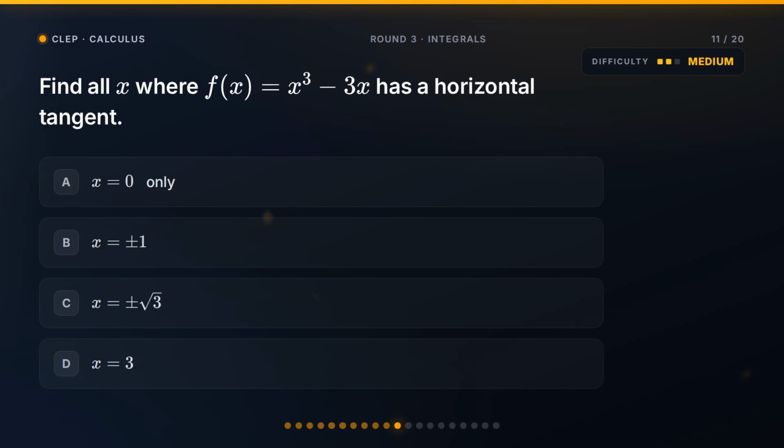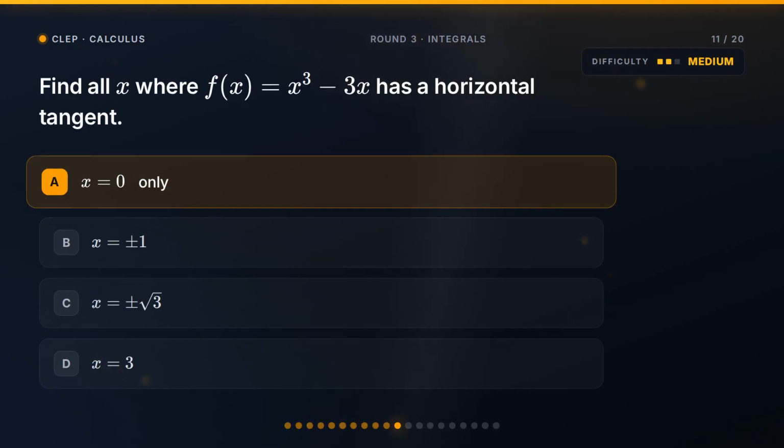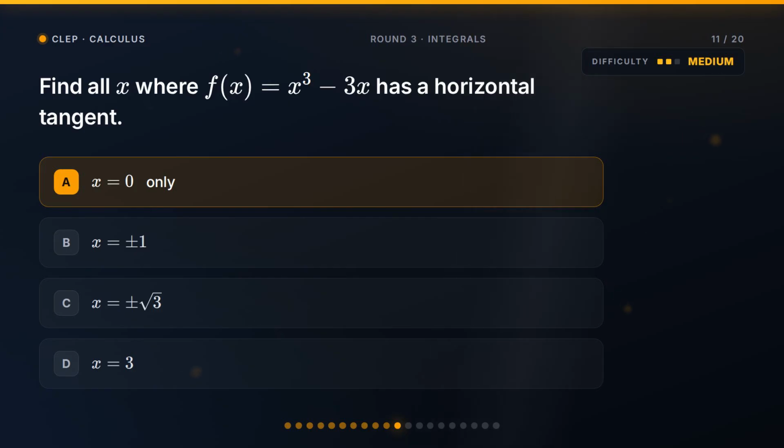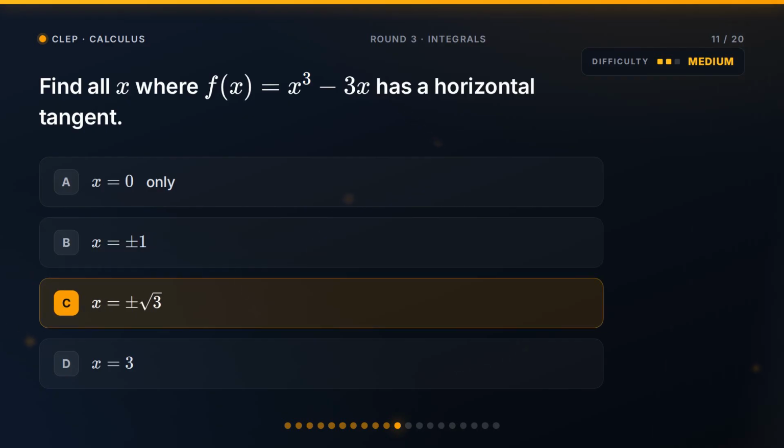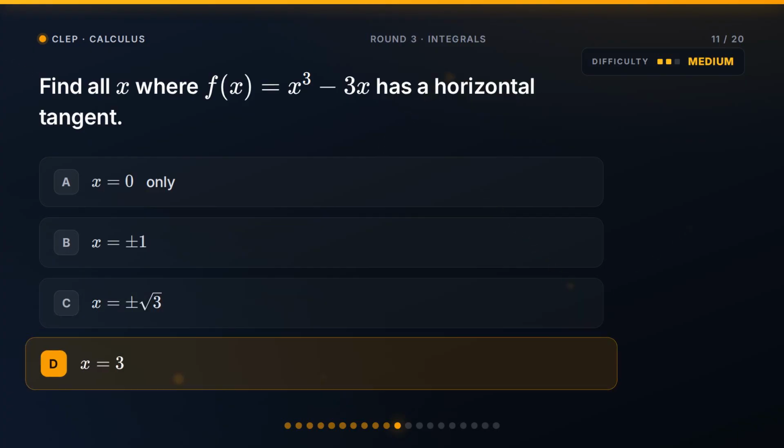Question 11. Find all x values where the function f of x equals x cubed minus 3x has a horizontal tangent line. A. X equals 0 only. B. X equals plus or minus 1. C. X equals plus or minus square root of 3. D. X equals 3.